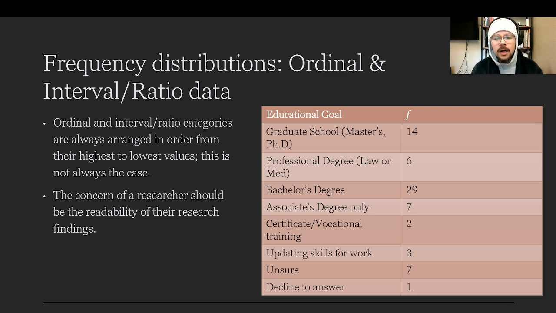Keep that in mind. Again, if we don't have the question here in front of us that was asked to collect this data, we can infer that we're very likely asking, what are your educational goals? Where you have 14 people who are describing graduate school as their goal, 6 people for a professional degree, 29 people for a bachelor's degree, 7 people for an associate's degree only, 2 for certificate of vocational training, 3 for updating skills for work, 7 that are unsure, and again providing that opportunity for people to self select to not respond to a particular question.